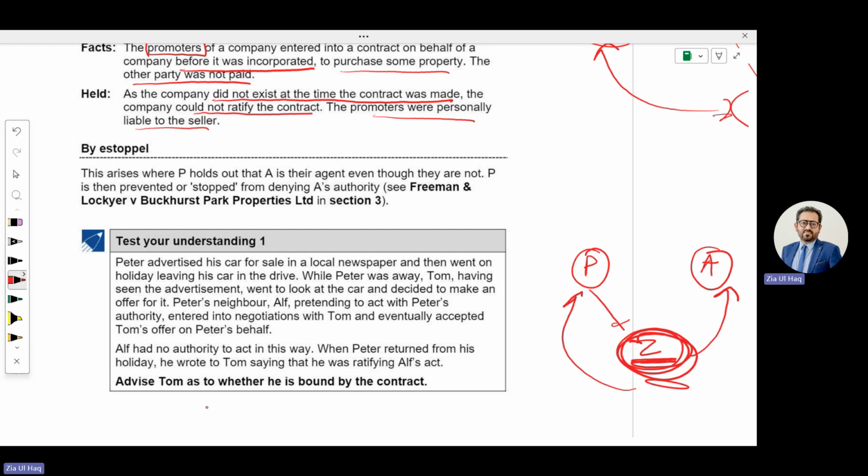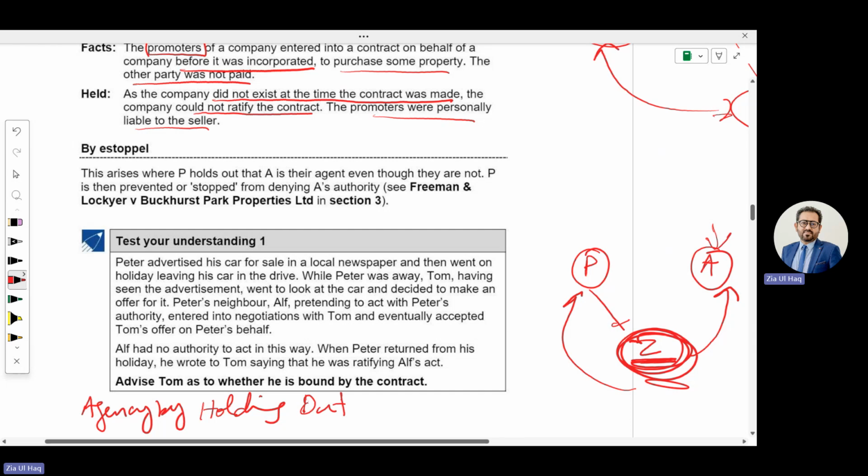In reverse, there is agency by holding out. What does that mean? A is saying, I am agent of principal P, in the presence of P, while he was not an agent. In a gathering, A said to the public, I am agent of P. P was also there. P just smiled and didn't deny that he is not my agent.